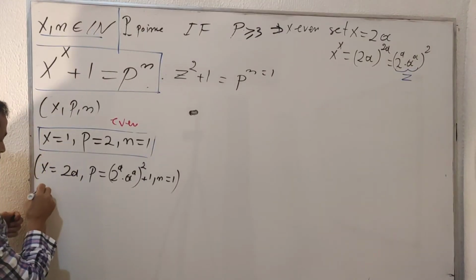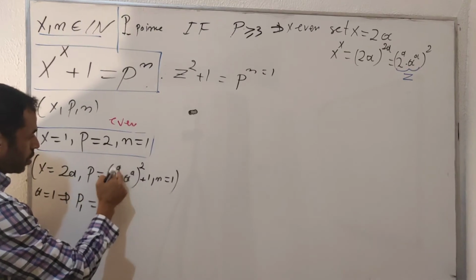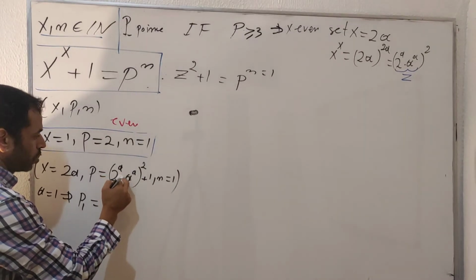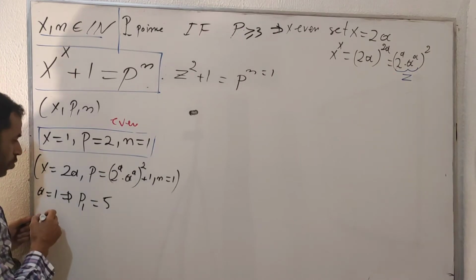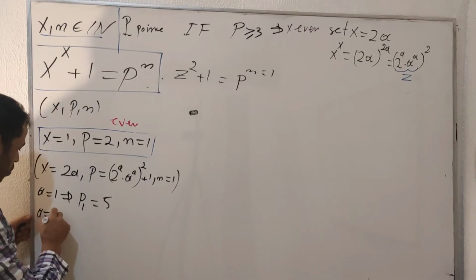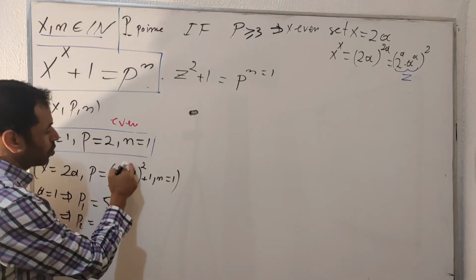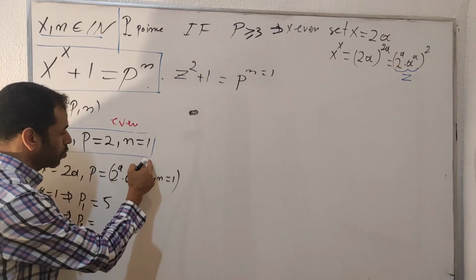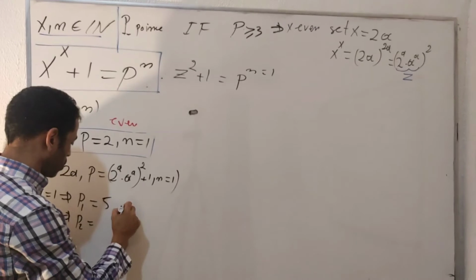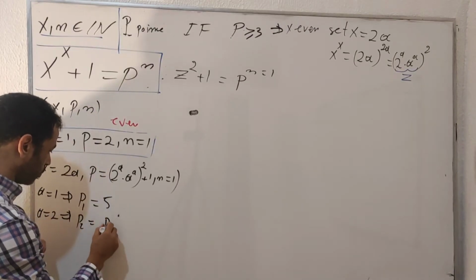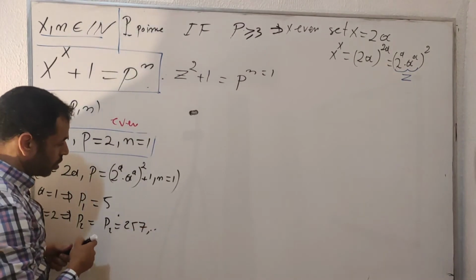For example, if you take a equals 1, you get p1. This one is given as 5 as you replace a with number 1. If you are going to look for the second solution, for a equals 2, you get p2. Replacing a with number 2 here, you get 4, multiplied by 4, which is 16. 16 squared is 256. 256 plus 1 is 257. And so on and so forth. You're never going to stop.